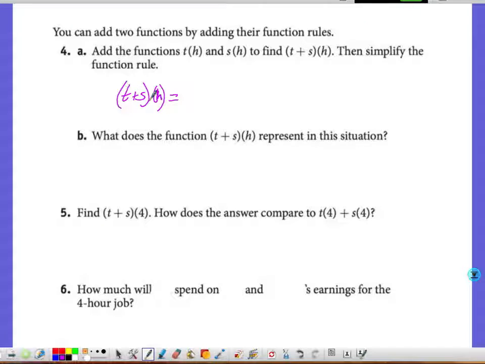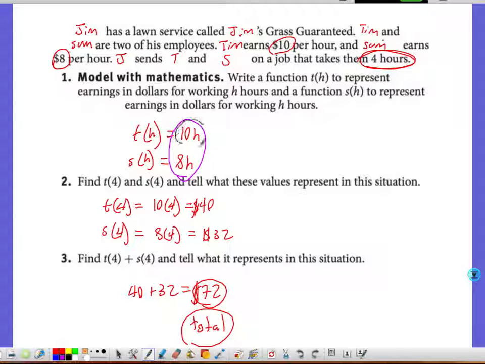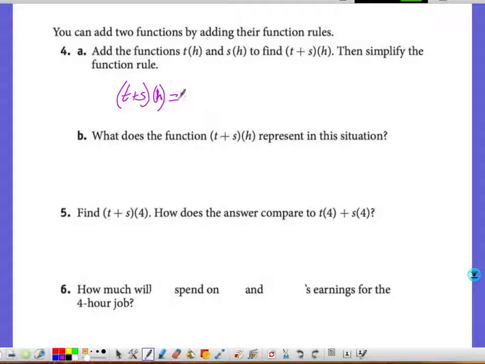Well, what is t of h again? It's basically 10h. So 10h goes here, and then s was 8h. And that's basically it. One important thing here is, don't get confused by this h right here. This h is telling me what the variable is. And as you can see, our variables are h's here.